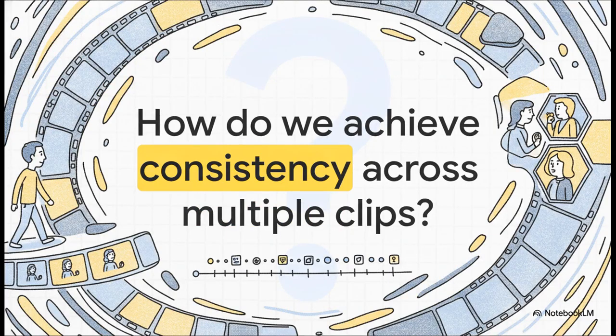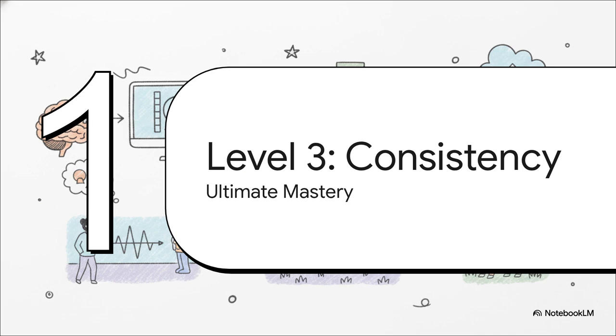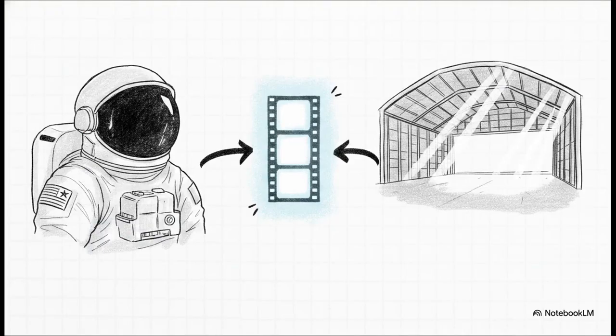Nailing one good clip with proper physics and stylized characters is cool, but for anyone trying to truly tell a story, what is the ultimate goal? It's maintaining a consistent world, clip after clip. And that brings us to level 3, Consistent Worlds Ultimate Mastery. We build this ultimate consistency using pre-saved elements. Basically, you generate a character and a location completely separately.